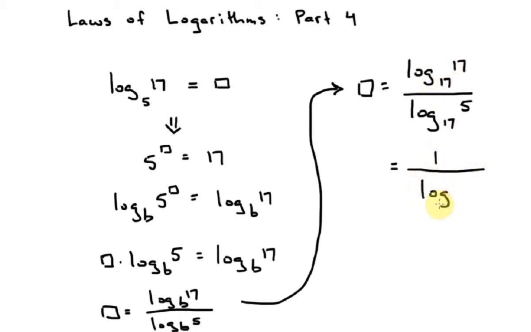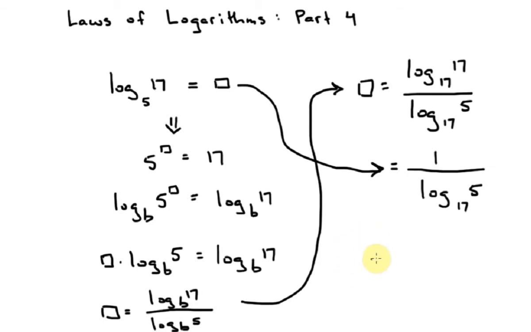I can do kind of a switcheroo on the whole thing. See, I could do something like that. So look at that. Log of 17 base 5 is the same thing as 1 over log of 5 base 17. Kind of a little switcheroo. Although that wouldn't help me find out what the actual answer is, it's kind of a cool little result.